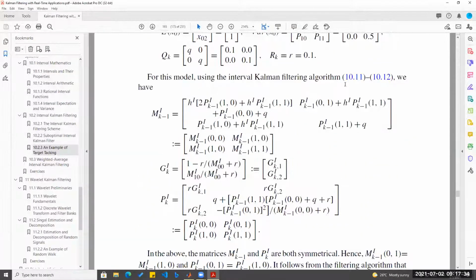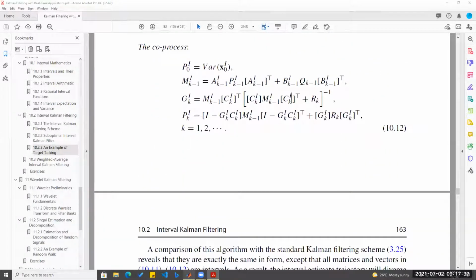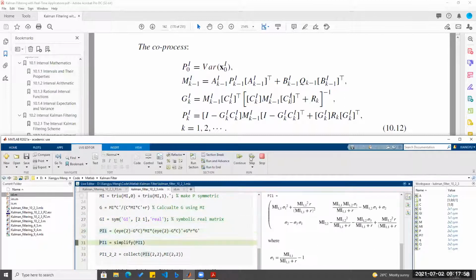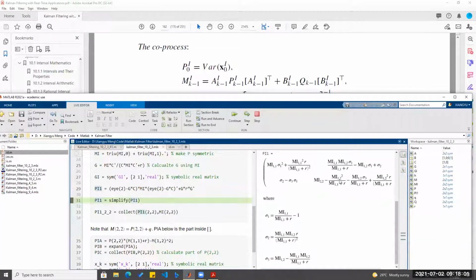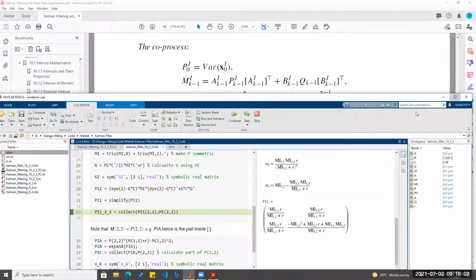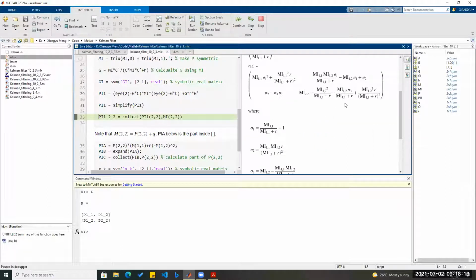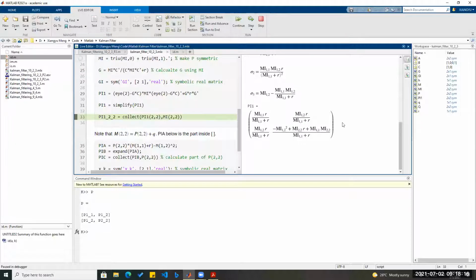Then last we have the P matrix. P will be identity matrix minus G times C, then times M, then identity matrix minus G C transpose, plus G R G transpose. So do it here. This is the P matrix. It's very complex, but I can simplify it. Then when you look at it, it becomes very simple. See, this is very complex. Then using the MATLAB symbolic toolbox, I can simplify it.